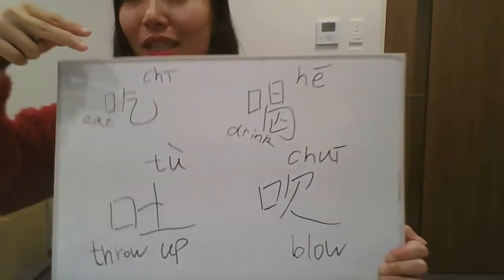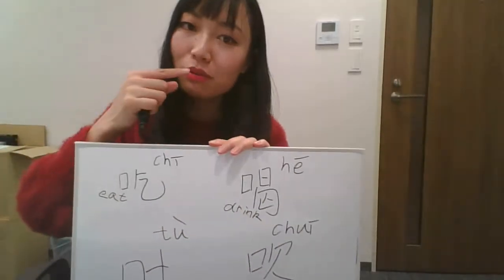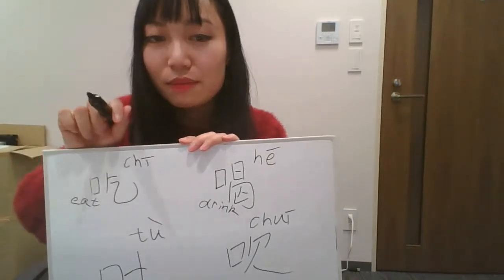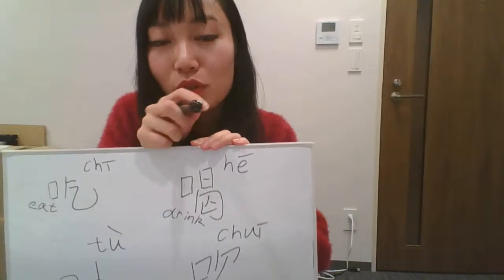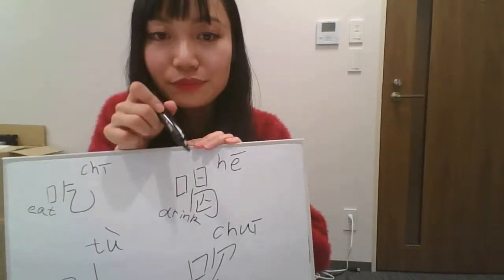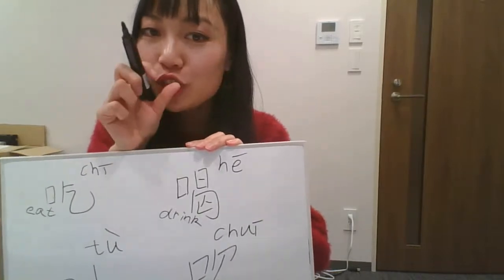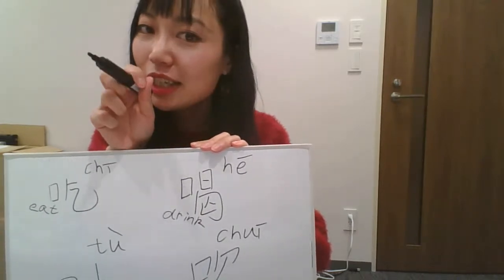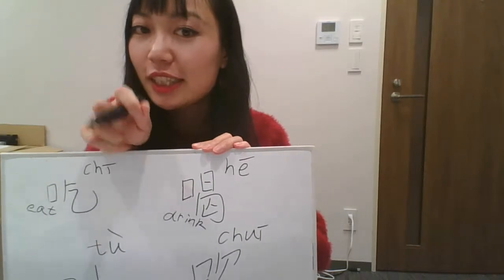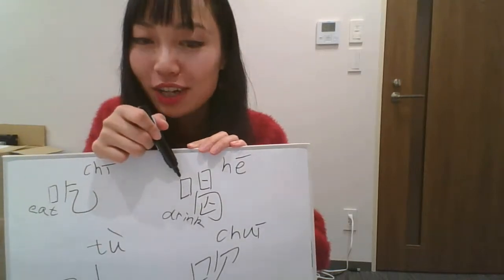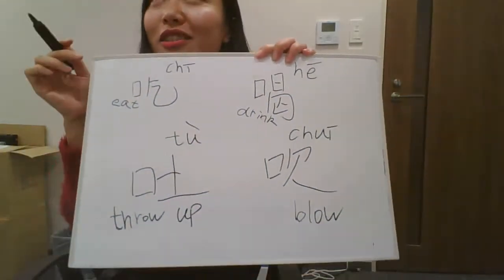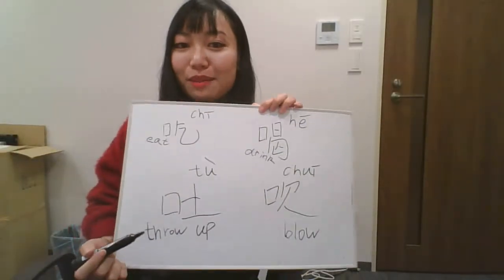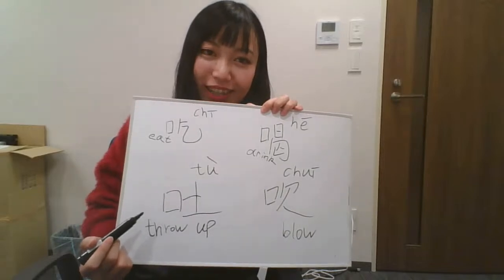So when you eat something, you will use your mouth. So 吃 means eat. And when you want to drink something, you also need to use your mouth. So 喝 means to drink. 喝, right? And that's a disgusting verb. But we need to remember, okay?